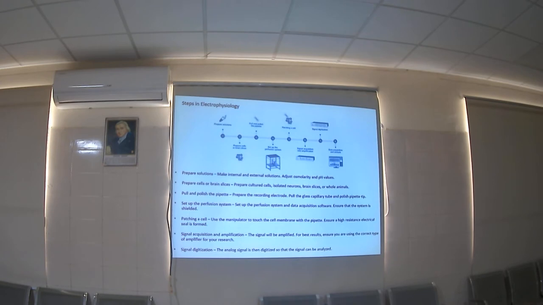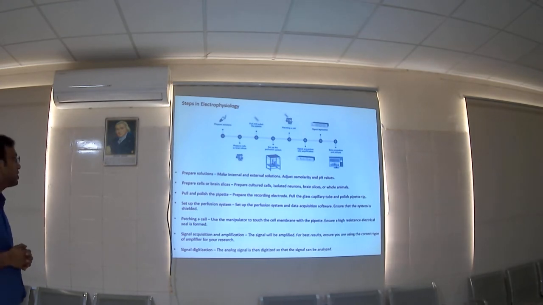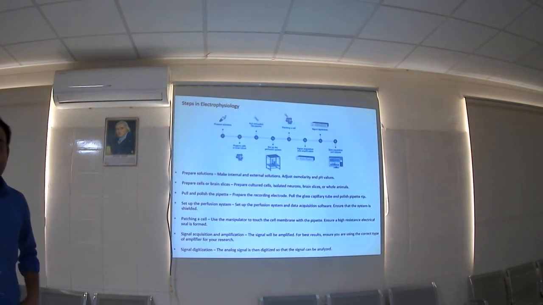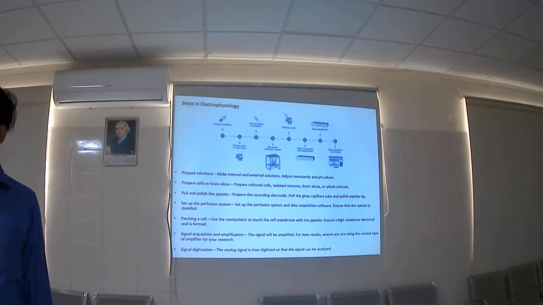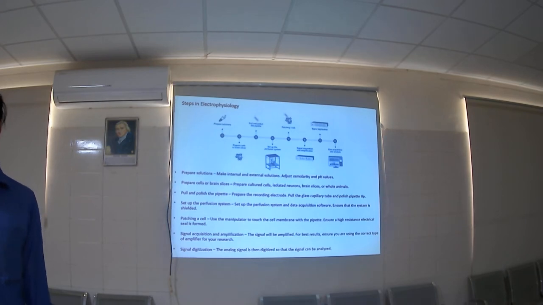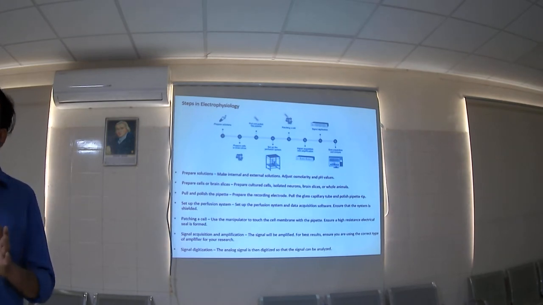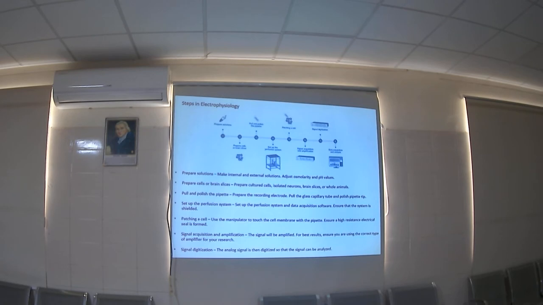And then we prepare cells or a brain slice: prepare culture cells, isolate neurons, brain slice or whole animal. Just imagine, if you want to know the electrical activity of a neuron, then we have to do a cell culture, or you can also do a slice culture. A slice is a section of a brain. We can cut a section of a brain, see neurons in the sections with the help of a microscope, and then we patch the cells. Or in other cases, neurons are cultured separately.